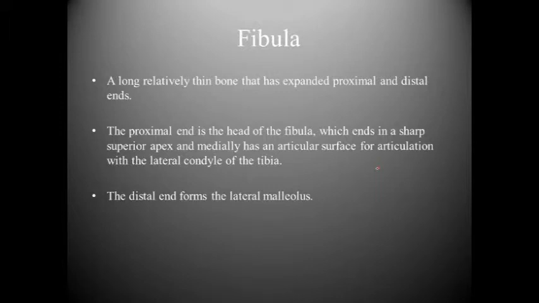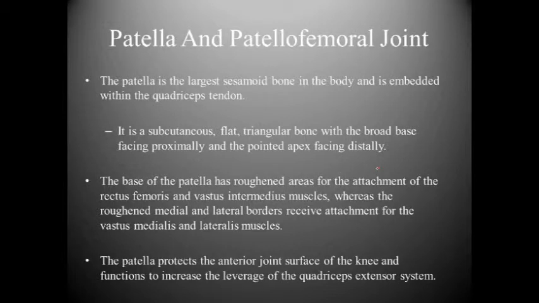The fibula, on the other hand, is a relatively thin, long bone that has expanded proximal and distal ends. The proximal end is the head of the fibula with a sharp superior apex, and medially has an articular surface for articulation with the lateral condyle of the tibia. The distal end forms the lateral malleolus.